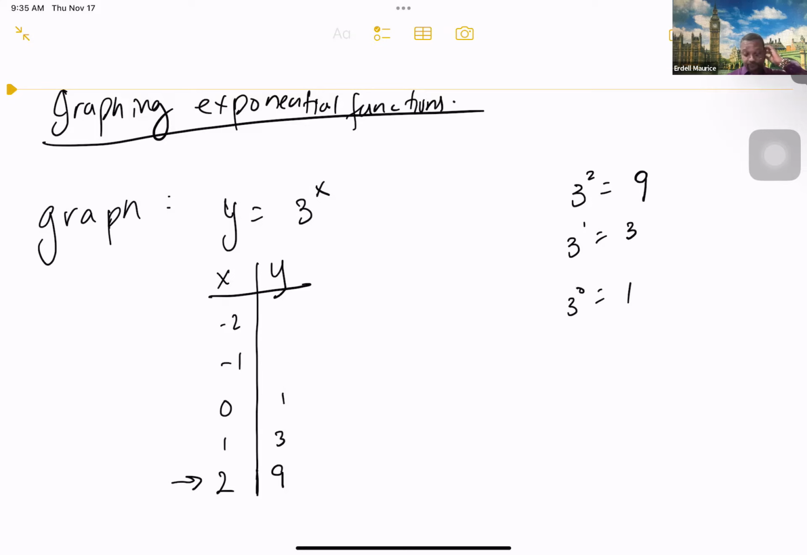So far, so good. Now, when it comes to the negative numbers, plug in -1, that's going to be 3 to the -1. What we have to remember is that the minus sign means to take the reciprocal. And the reciprocal of 3 is actually 1/3. So this actually means 1/3 to the 1 power, which of course is just 1/3.